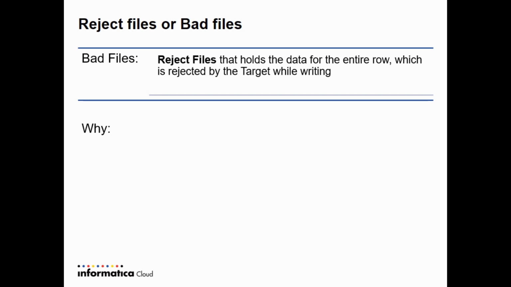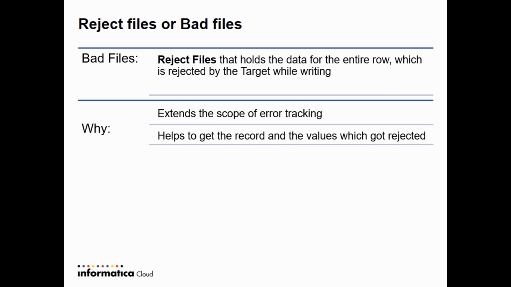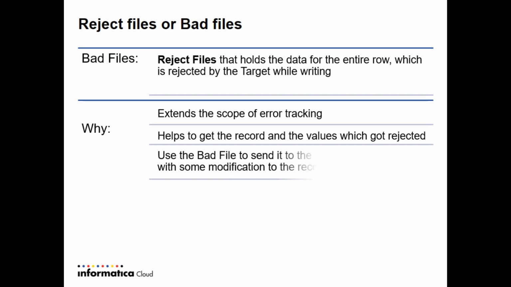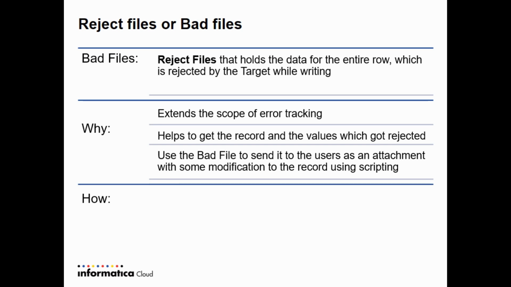Why do we need bad files? Bad files always extend the scope of error tracking. They help you get the records and the values which got rejected. And with the help of the information available in the session log, you can perform some analysis to track the exact error and take steps to correct it accordingly. You might also use the bad file to send it to the users as an attachment, with some modification to the record using scripting.